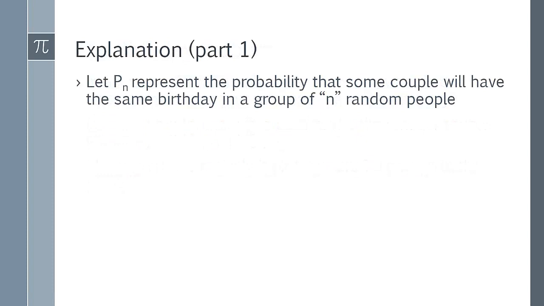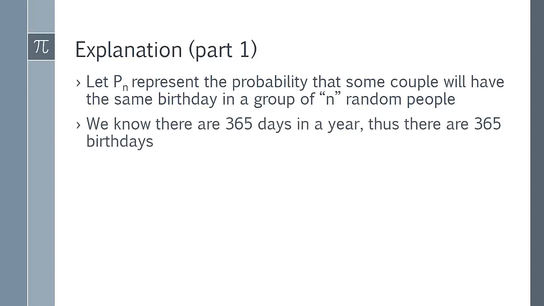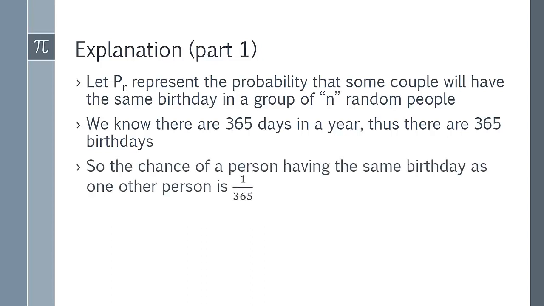Now let's explain how to solve this problem. First, let P of n represent the probability that some couple will have the same birthday in a group of n random people. We know that there are 365 days in a year, thus there's 365 unique birthdays. So the chance of a person having the same birthday as another person is 1 over 365.